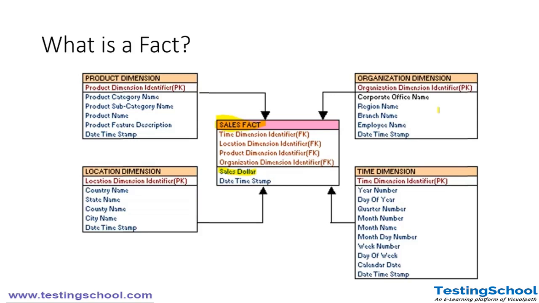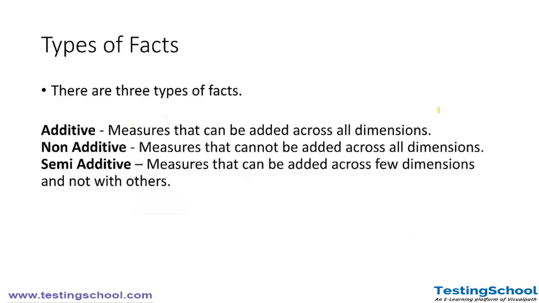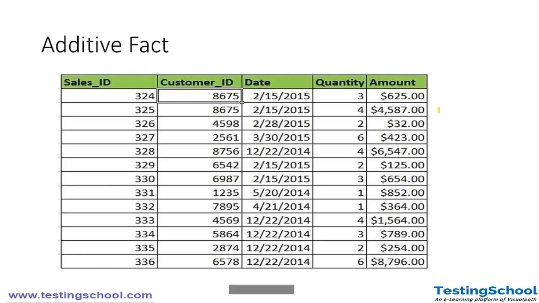All right. So basically, the usual difference between a dimension and a fact is that a dimension is descriptive. However, a fact is a measurable content with all descriptive values connected to it. All right. Let's talk about the types of facts. There are three types: additive, non-additive, and semi-additive. Let's talk about each one of them.